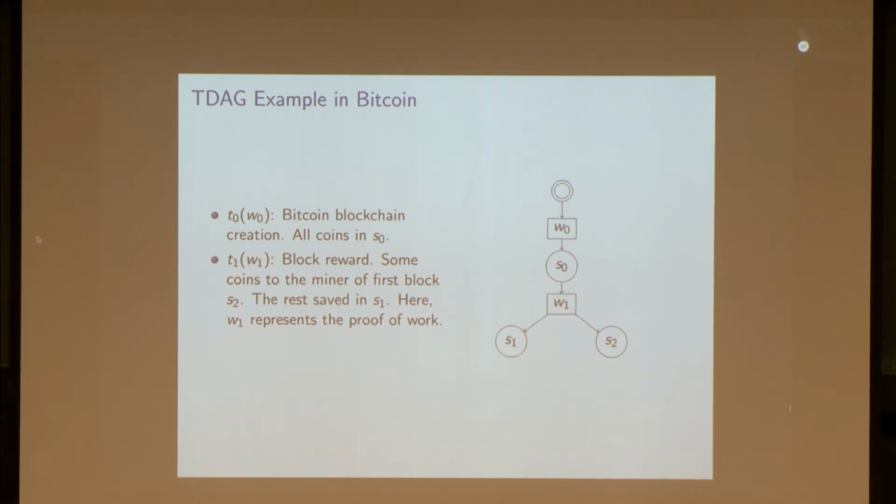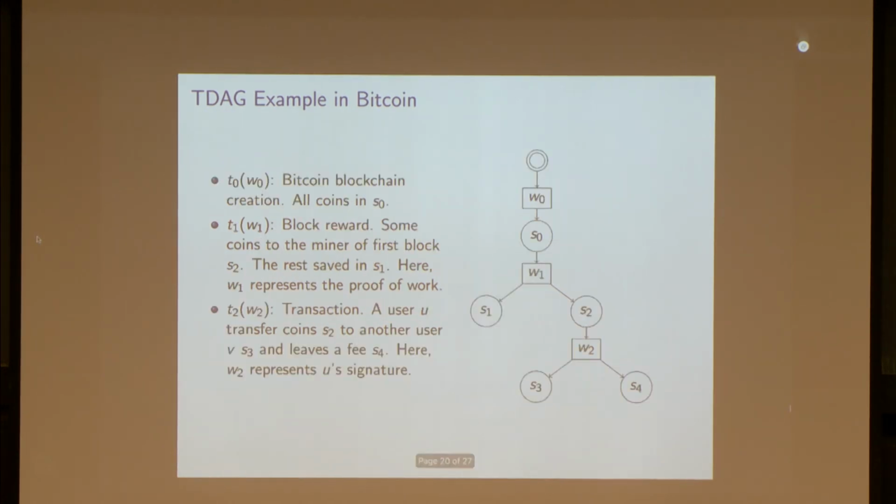And here, the vertex W1 represents the witness of the transaction, which in this case will be the proof of work that the miner has to show in order to create a valid block. We can further reason about this execution in Bitcoin. For example, we can also model a transaction where the miner uses the coins that he got in S2 and transfers some of them to another user V in S3. And we can also model that such a transaction can have a fee that is then defined in S4. And here, as you may imagine, the witness part represents the signature that the sender, in this case the miner, has to create in order to perform the transaction.